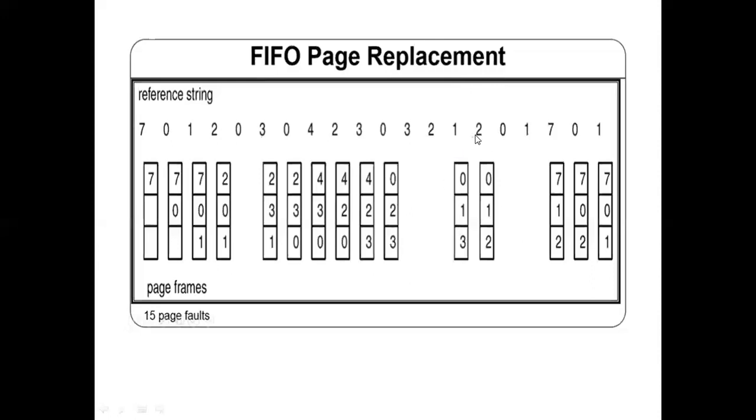Then 2 is coming. Is there a page 2? No. Which is the oldest one? Page 3. So you swap out 3 and put 2. Then page 0 has been asked. It's there already. Then page 1 is asked. That is already there. Then you're asking for page 7, which is not there.